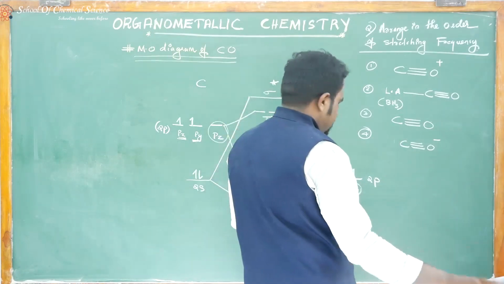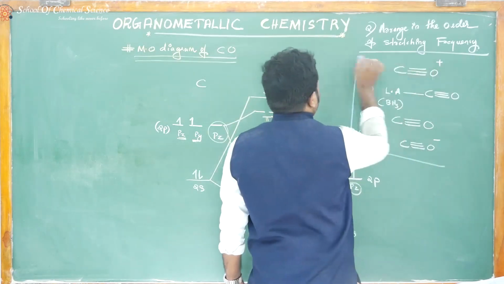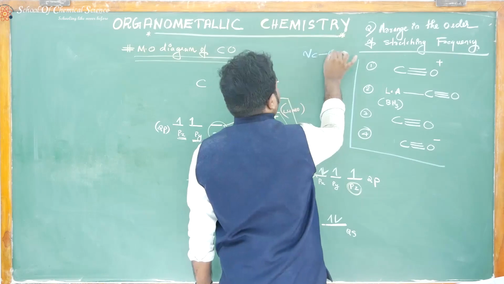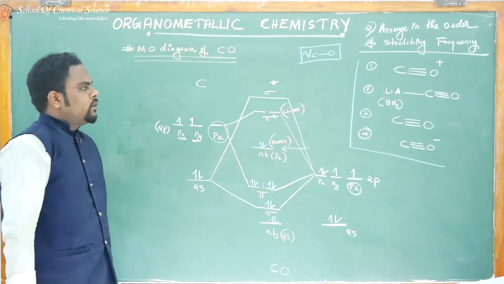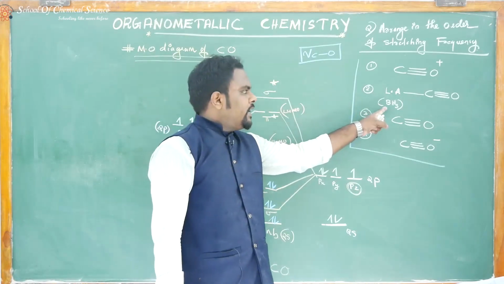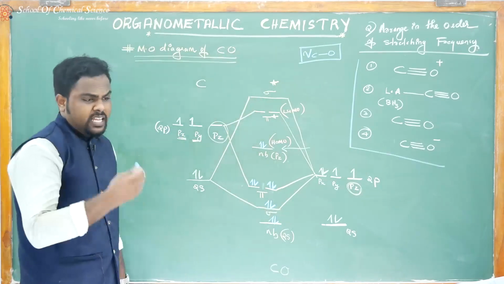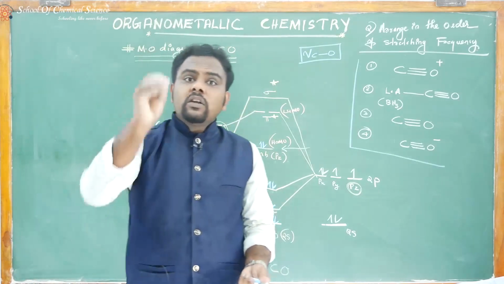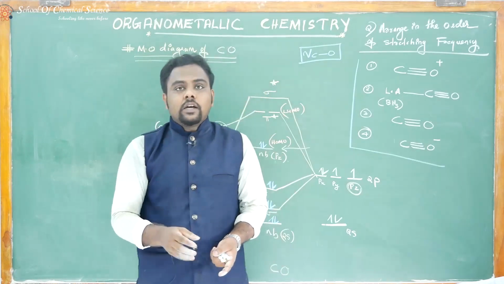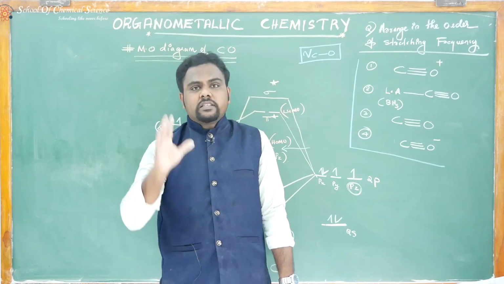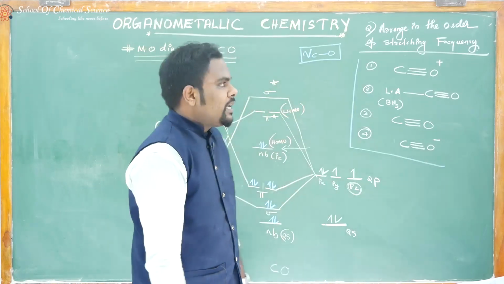of stretching frequency. That means nu CO, the carbon oxygen stretching frequency. Higher the bond order, higher is the stretching frequency. This was a previous question. BH3 is connected to C triple bond O. BH3 is a Lewis acid. BH3, BF3, BCl3, all 13th group, boron family compounds act as Lewis acids, as do AlCl3.